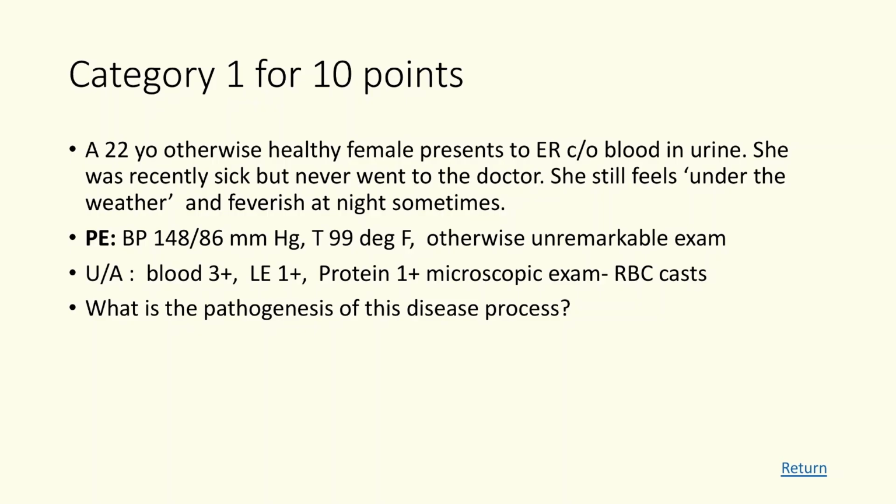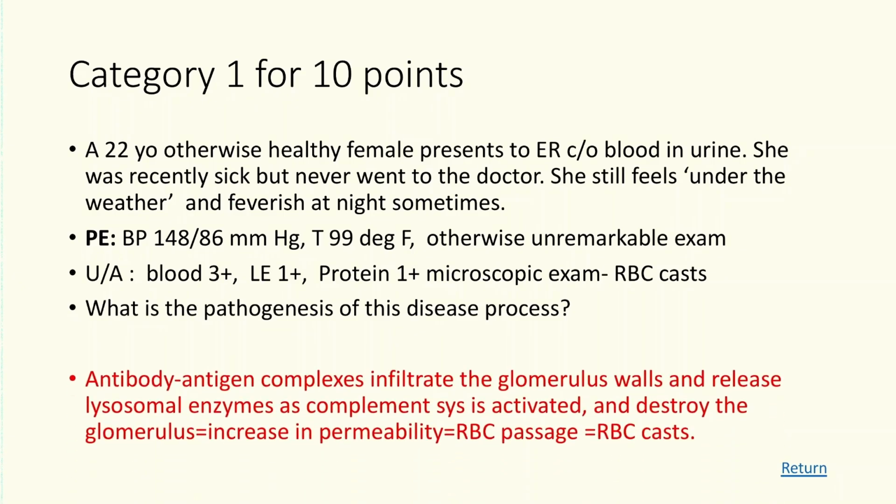And the pathogenesis of this disease process. So this is nephritic disease, right? Is it a problem with the podocyte or is it inflammation? This is inflammation. Okay? These antigen-antibody complexes get to the glomerular wall, and that starts the whole inflammation cascade. It destroys the glomerulus, increases permeability so bigger particles can get through. Red blood cells can now get through, but they'll get lodged in the tubes, causing those casts to develop.